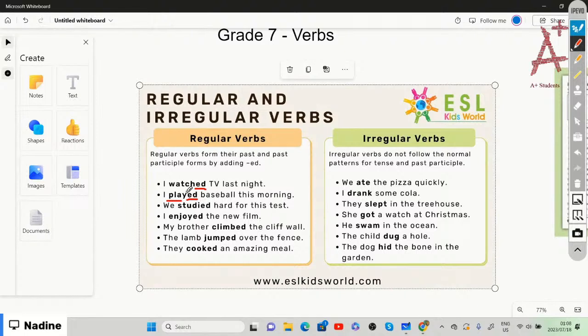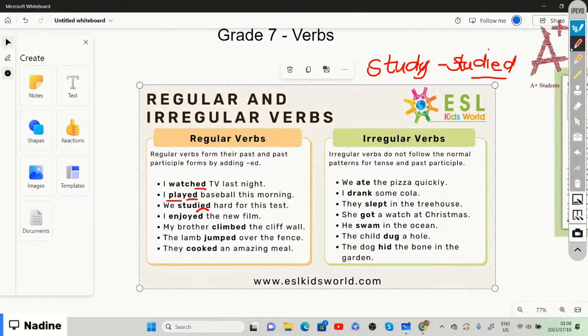We studied hard for the test. Studied. In this case, we study is now, but for studied, we basically dropped the y and then added ied. So you don't keep the y when you want to write it in the past tense.